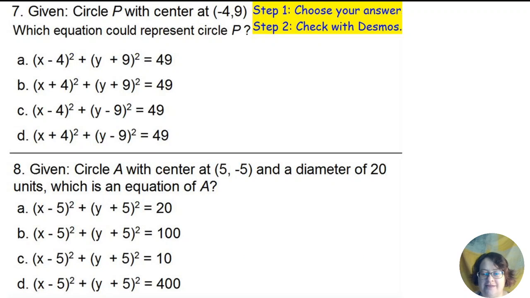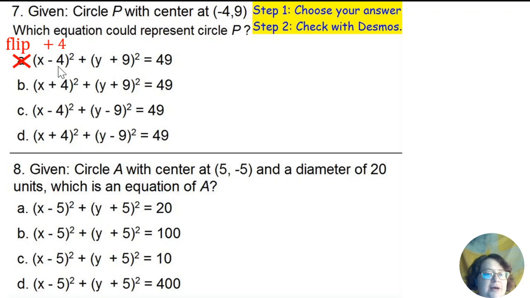All right, for our last couple of examples, number 7, we have circle P with the center at (-4, 9). Which equation could represent circle P? We're going to choose our answer, and then we're going to write it in Desmos to check and make sure that we're right. So here, I want to flip the center. So negative 4 is going to be a plus 4 with x, and positive 9 is going to be a minus 9 with y. So first, I look at the plus 4 beside x.